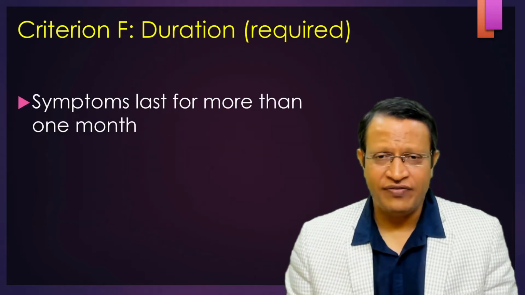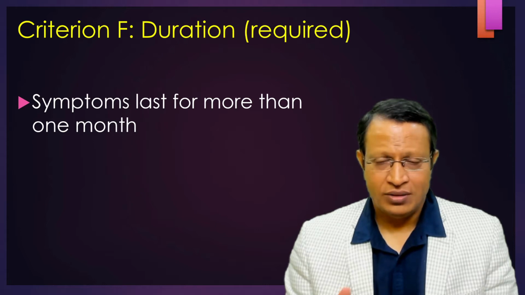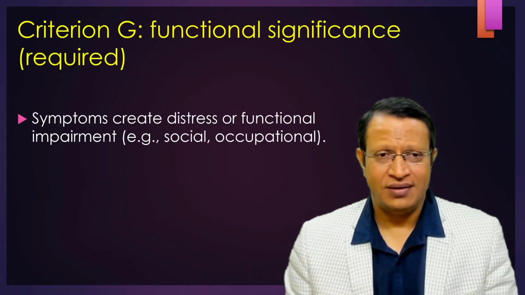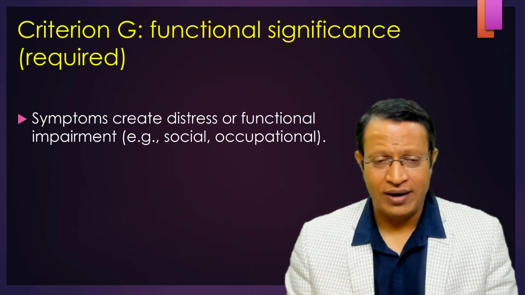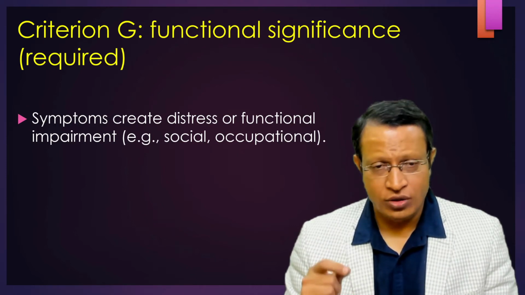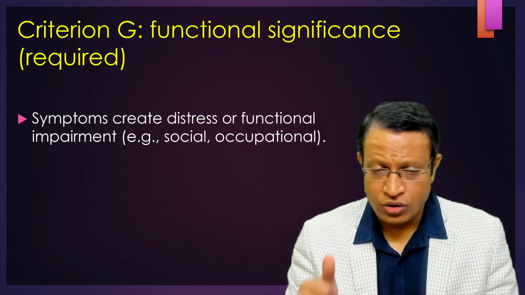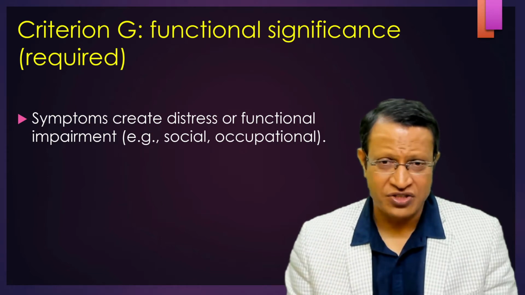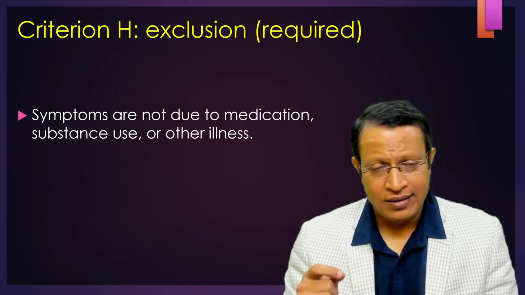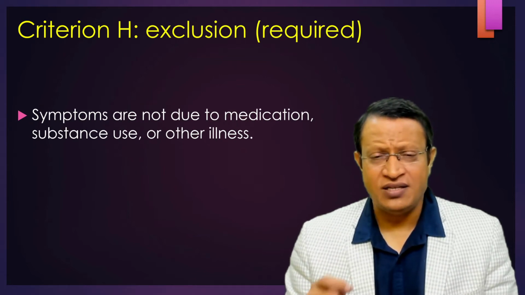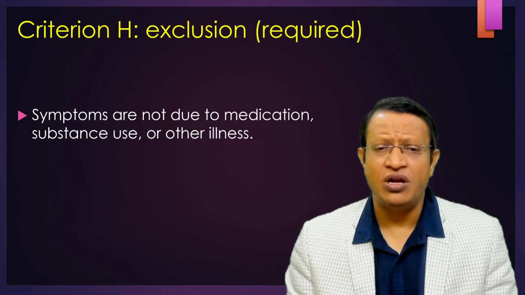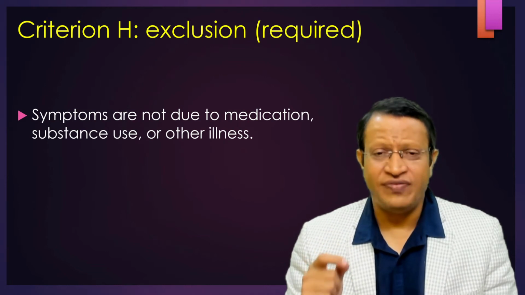Moving to criterion F, the duration. That is, more than 1 month is a must. Moving to criterion G, functional significance is required. That means the symptoms need to cause dysfunction with regard to social, occupational, and other functioning. And criterion H, exclusion criteria. That means PTSD symptoms should not be secondary to medication or substance use or because of another illness.